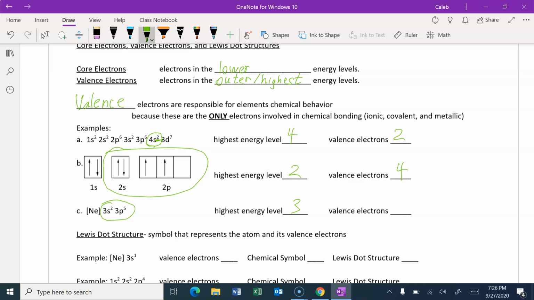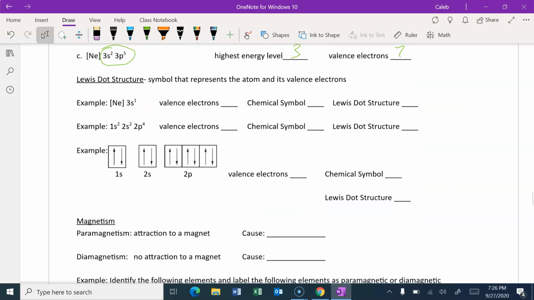And all of those electrons I just circled are valence electrons because they're all in the 3rd energy level, so I have 7 valence electrons. There's a trick for finding those, but you do need to know how to answer questions in this method. Lewis dot structures are symbols that represent the electron and its valence electrons specifically.